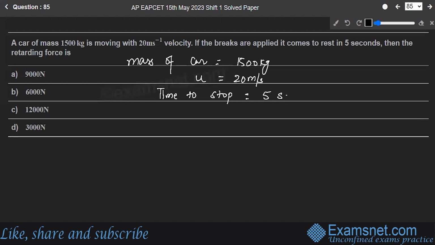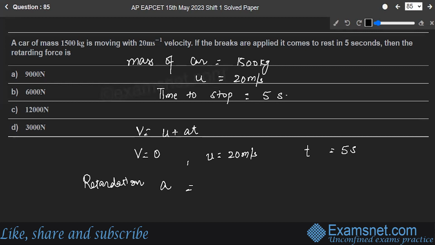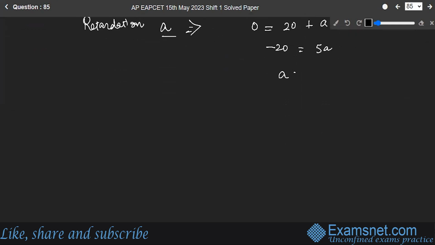So using the equation of motion, you have v is equal to u plus at. Here, final velocity is 0, initial is this, and the time is 5 seconds. So that means the retardation acceleration is given by, from here, I'll be solving, 0 is equal to 20 plus a into 5, or you have minus 20 is equal to 5a, or the retardation acceleration is minus 4 meter per second square.